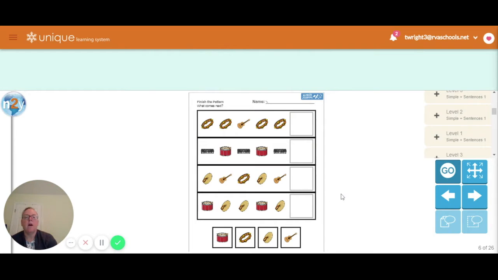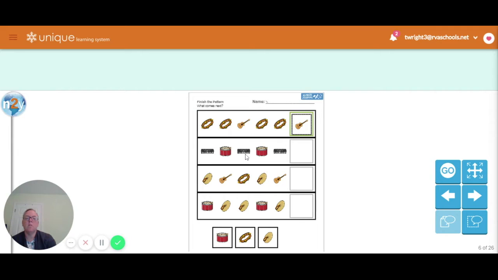All right. On the screen, we see tambourine, tambourine, tambourine, guitar, guitar, tambourine, tambourine, tambourine, tambourine. So the pattern is tambourine, tambourine, guitar. Tambourine, tambourine, what comes next? Look down here. Who can point to what comes next? Point to what comes next. If you pointed to the guitar, you are right.